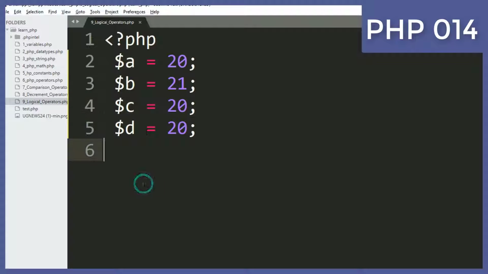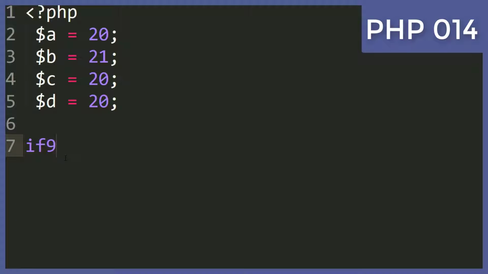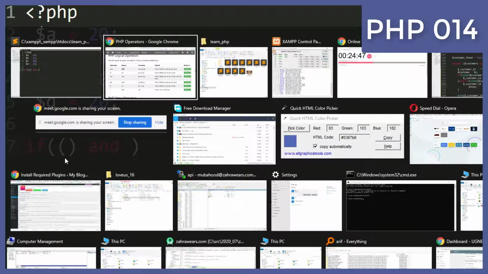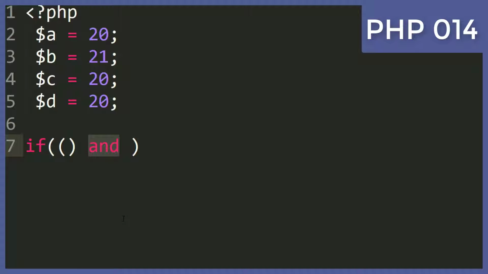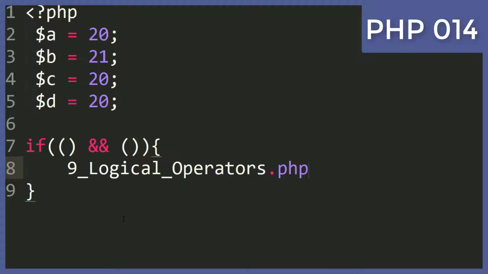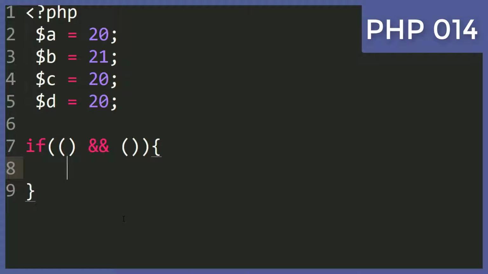To do that, I'll first write if, and then put my first bracket, and the first bracket is going to contain the first condition. If I want to put another condition, remember we can either use the word AND as specified here, or we can use this AND sign, two of them, and then put the second condition there. The code here will be executed in case this condition is satisfied.